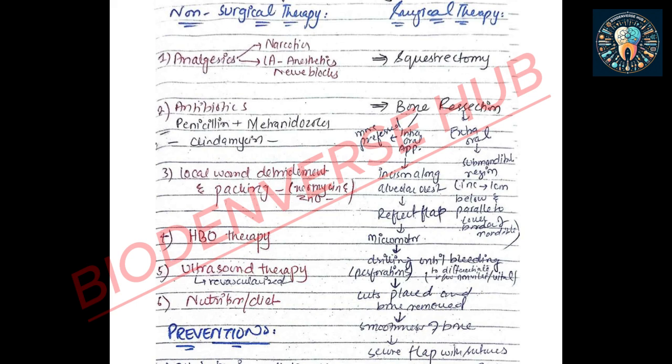And along with all of these, you can give supportive measures as well, that is, the nutrition and the diet of the patient should be maintained. So it was all about the non-surgical therapy.